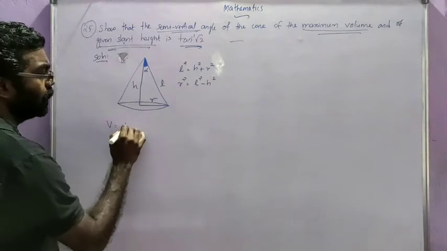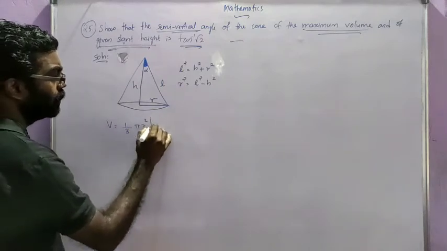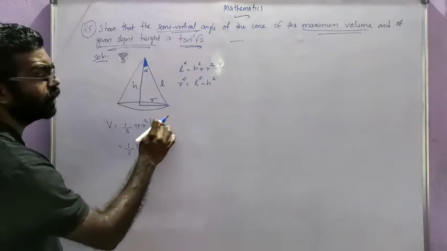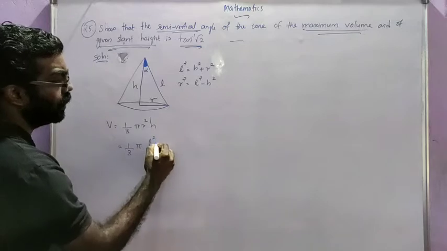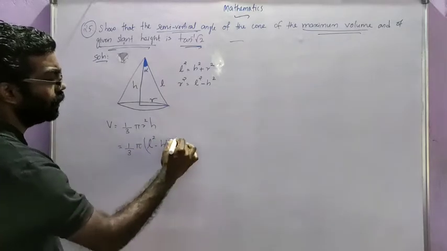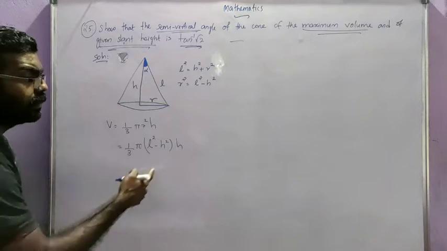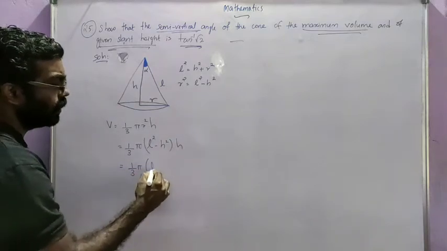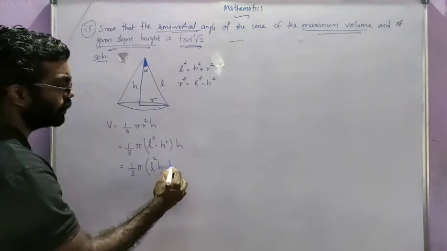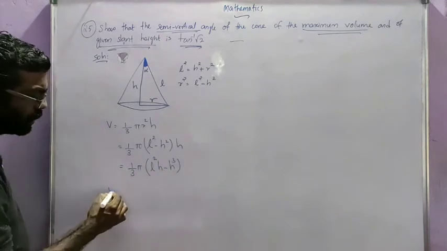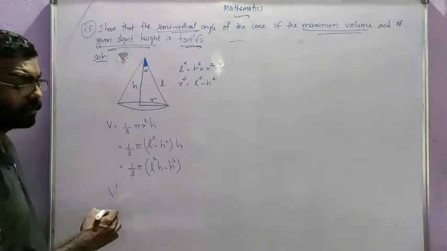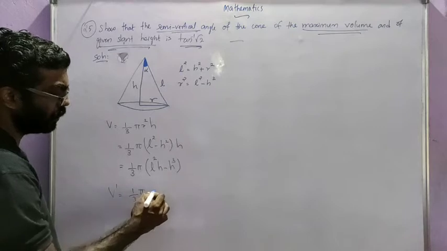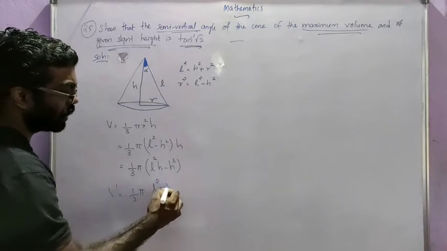Volume formula 1 by 3 pi R square H. That is 1 by 3 pi into, instead of R square we can replace the value L square minus H square, then into H. Clear? This H we can multiply: 1 by 3 pi into L square H minus H cube. Now we can take the derivative with respect to H. Differentiating with respect to H, that is 1 by 3 pi into L square minus 3H square.